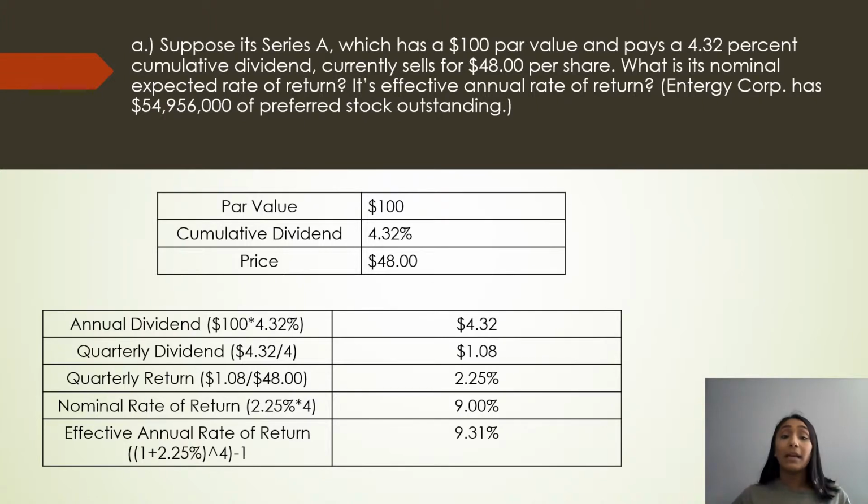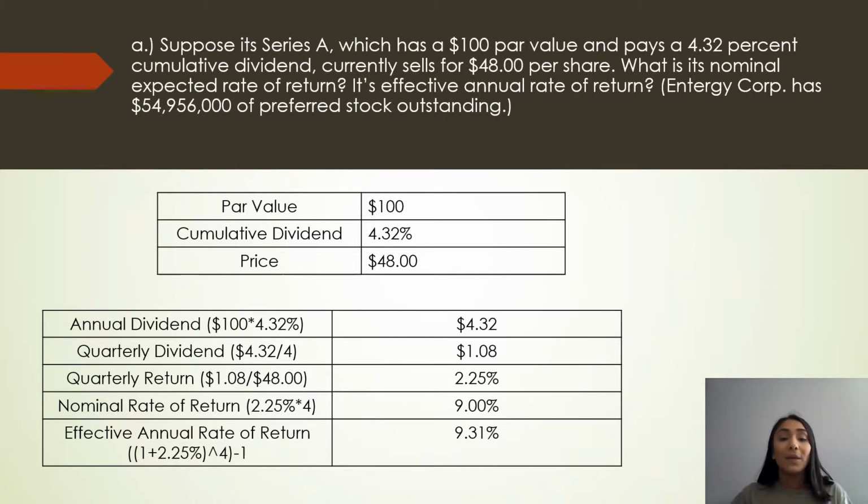So I multiplied $100 by 4.32% to get $4.32. For quarterly dividends, I divided the annual dividends by 4 to get $1.08. And then for the quarterly return, I divided $1.08 by $48 to get 2.25%.